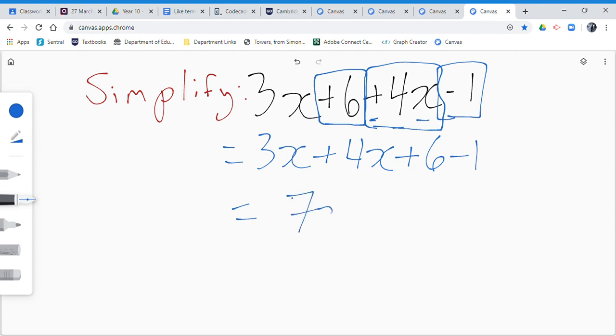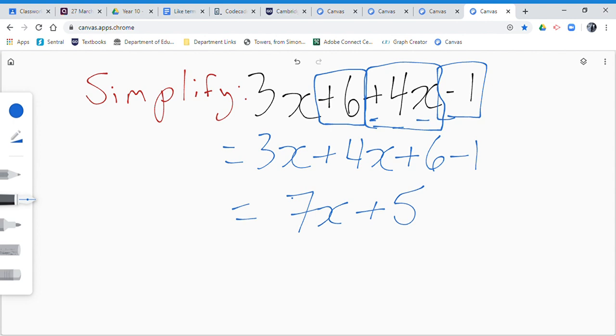What's 3 plus 4? 7, and the pronumeral. And what's 6 minus 1? What's positive 6 subtract 1? Positive 6 subtract 1 is positive 5. And 7x plus 5 is that simplified.